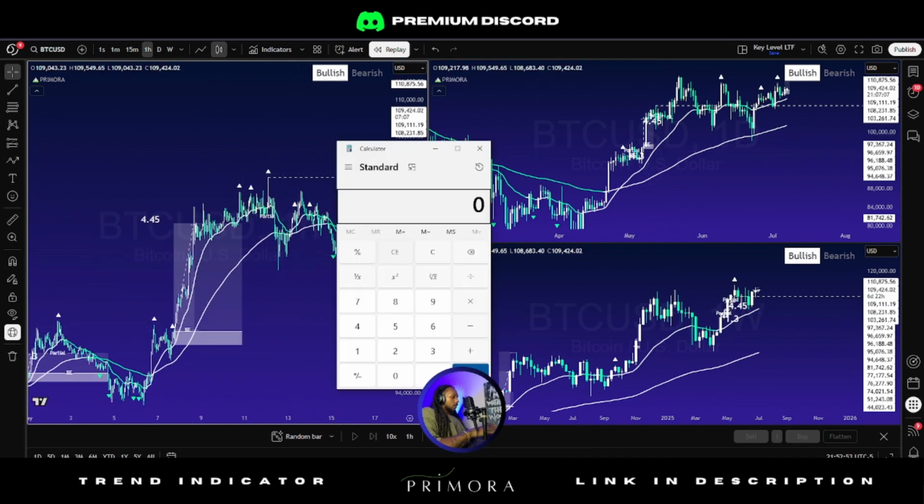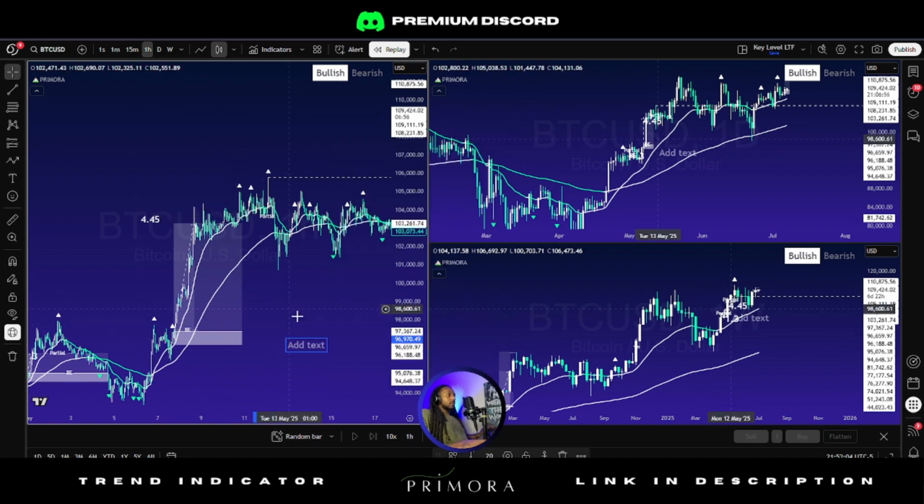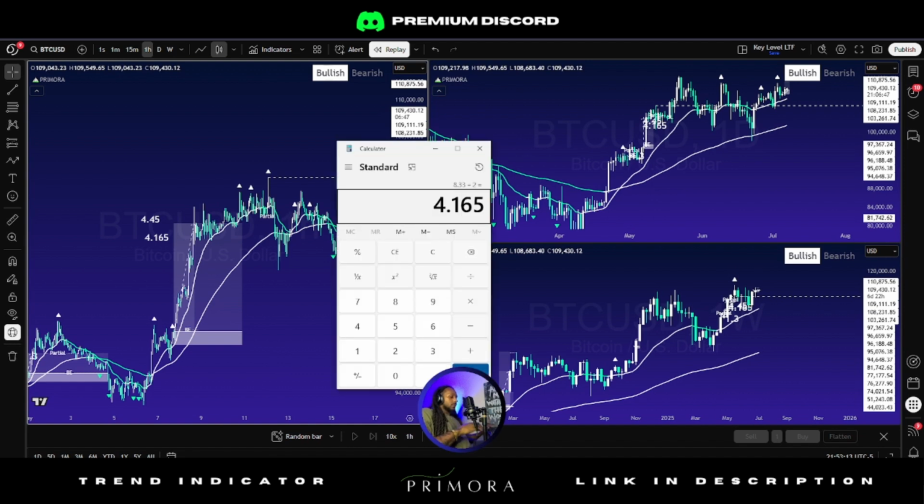So what we're doing is 8.33 divided by 2, which is 4.165. So 4.165, and then we obviously are going to add the two of those. So 4.165 plus 4.45 equals 8.615. So with this entire trade, we walked away with 8.615, and that's how I would do the trade management for the entire thing.